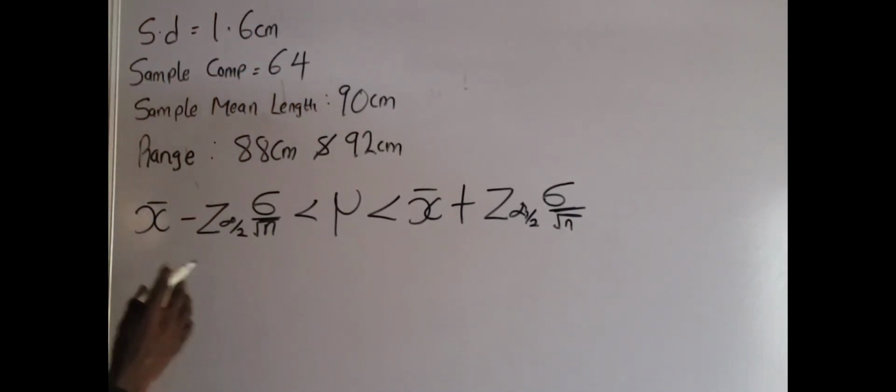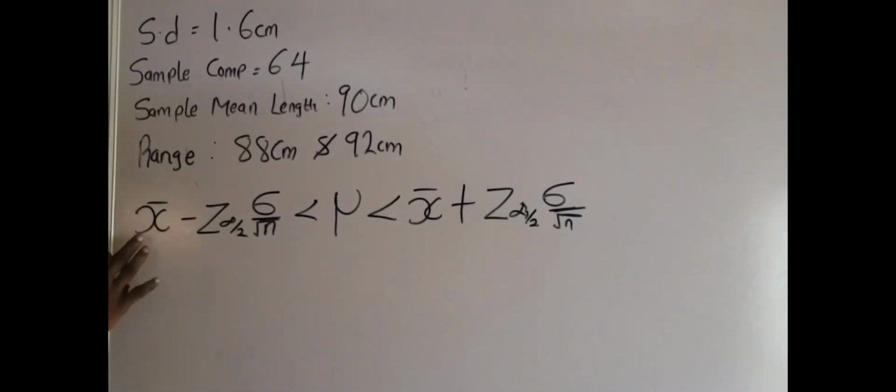Please, I want you to pay attention. We have x bar. X bar is the mean, okay? I want you to note this. Now, do you know the meaning of this? This is the critical value. You understand? This is the critical value. We are going to get this value from our standard distribution table.